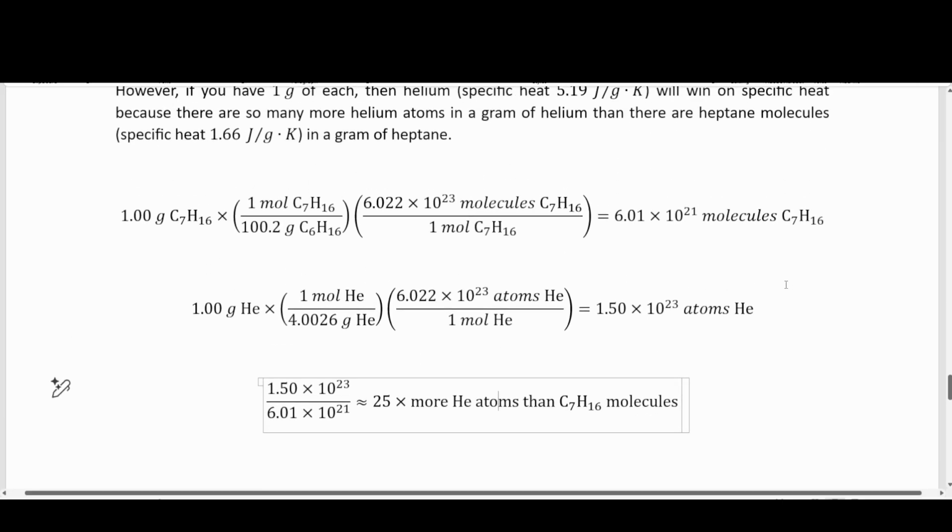And because we have so many more helium atoms, there is so much more energy in the form of that kinetic energy from the translations, and so we end up with a lot more degrees of freedom.